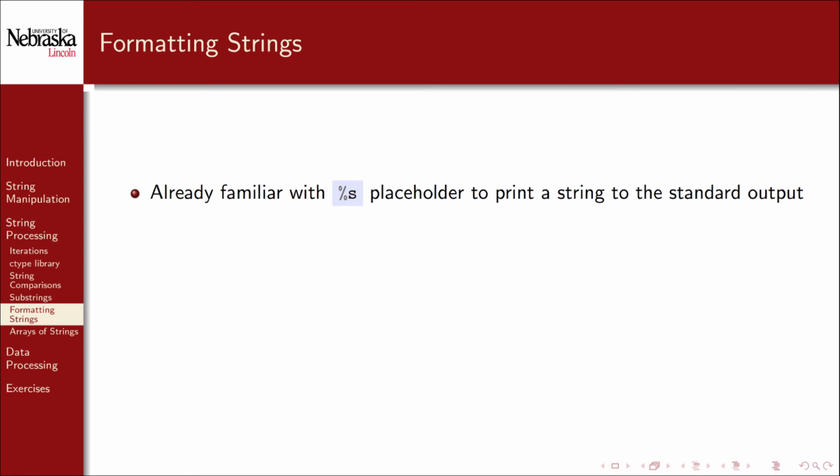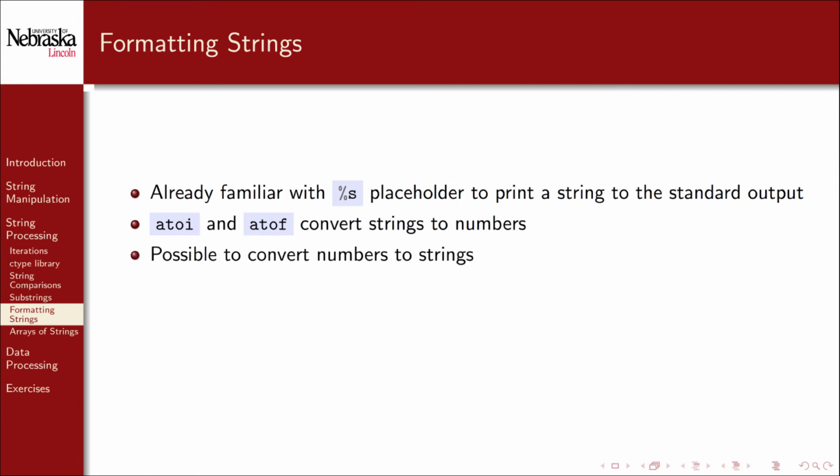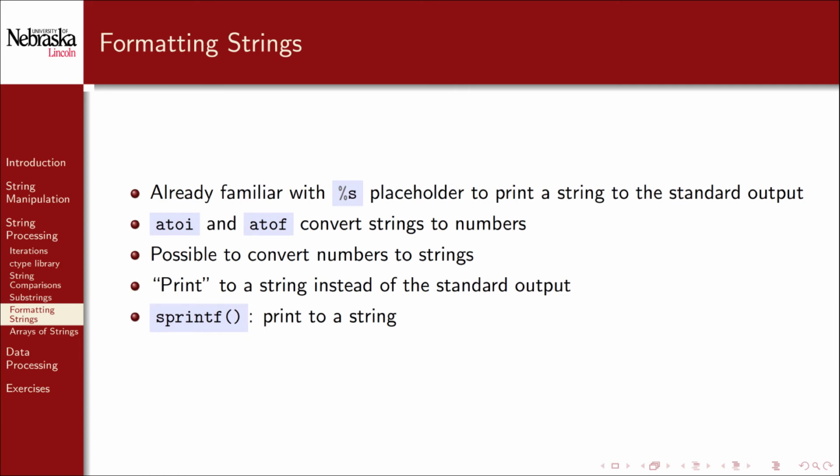We've already formatted strings with the %s placeholder using printf to print to the standard output. We've also seen how to convert from strings to numbers using atoi and atof. It's also possible to convert numbers back into formatted strings. Essentially, we'll print to a string instead of printing to the standard output. To do this, we use sprintf, which is exactly like printf in its functionality. It places the result into a string instead of the standard output. Let's demonstrate how to use it.